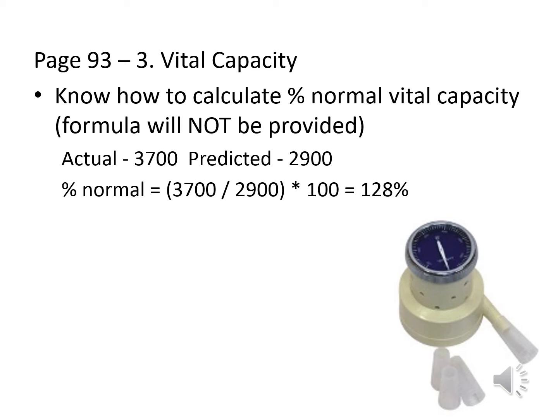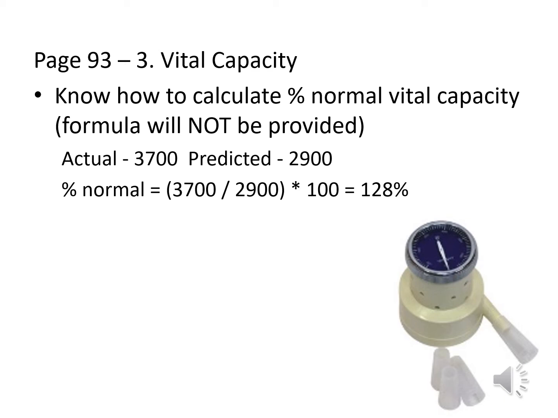Honestly, you still need to know how to calculate the percent of normal vital capacity. On a lab quiz or a lecture exam, the formula will not be provided, so you will need to know that formula. It's simply the actual vital capacity divided by the predicted vital capacity times 100.